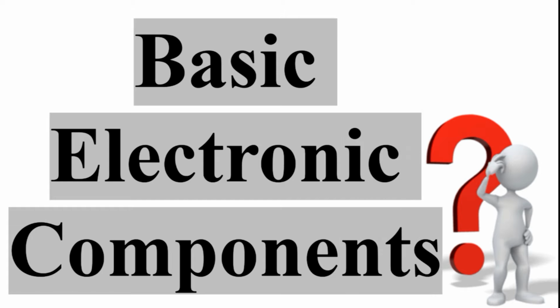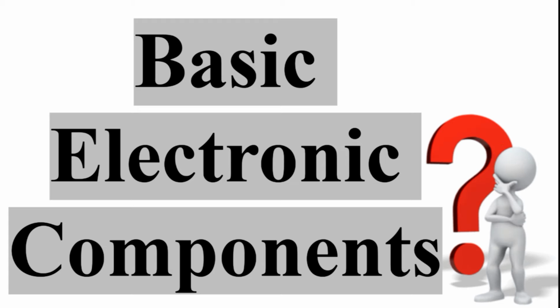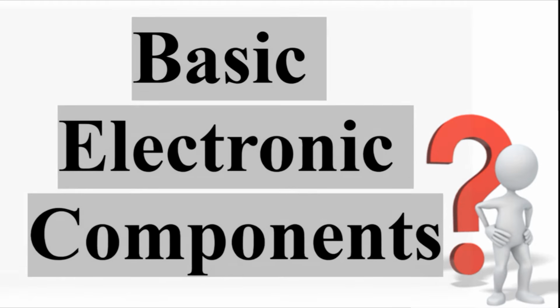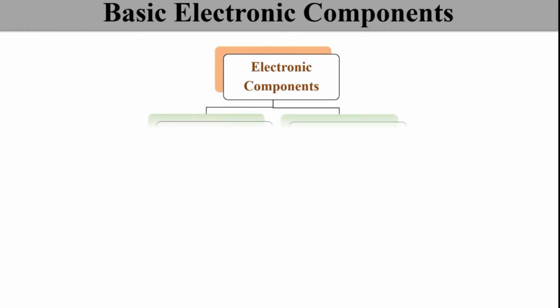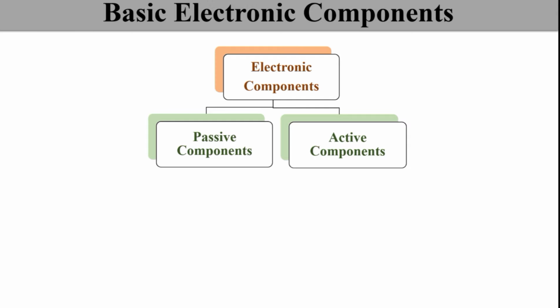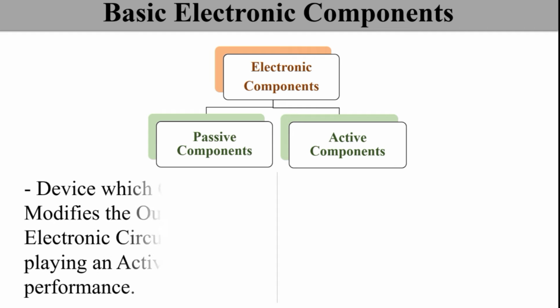In this video, we are going to see some basic electronic components. Okay, so let's see what are the basic electronic components. If you see, there are only two types of basic electronic components. The first one is passive components and the second one is active components. Let's understand the difference of these two components. First, understand what is passive component.